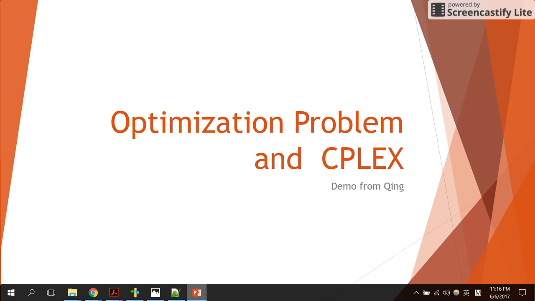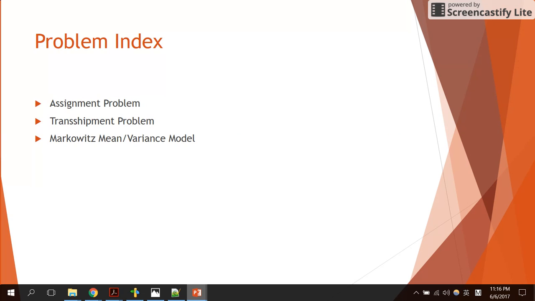The topic is to use CPLEX to solve optimization problems. In this demo, there are three problems: the assignment problem, the transshipment problem, and the Markowitz mean-variance portfolio model.